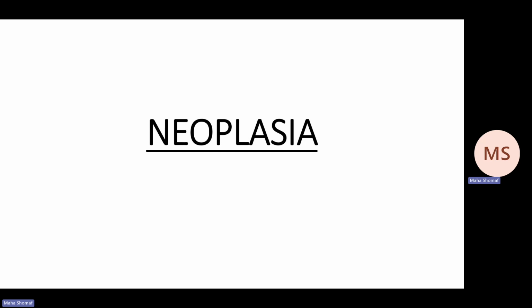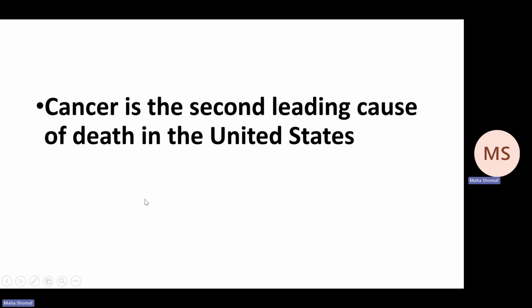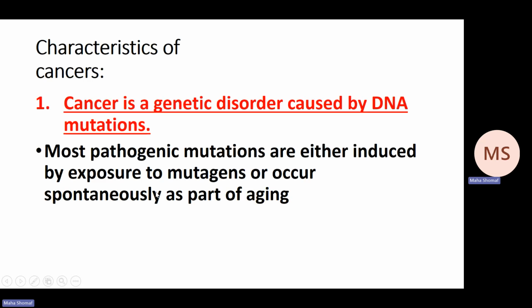Neoplasia include tumors, and it is an important disease process in humans. Cancer is the second leading cause of death in the United States. And it is characterized by a specific feature or unique features that differentiate it from other growth of cells in the body.